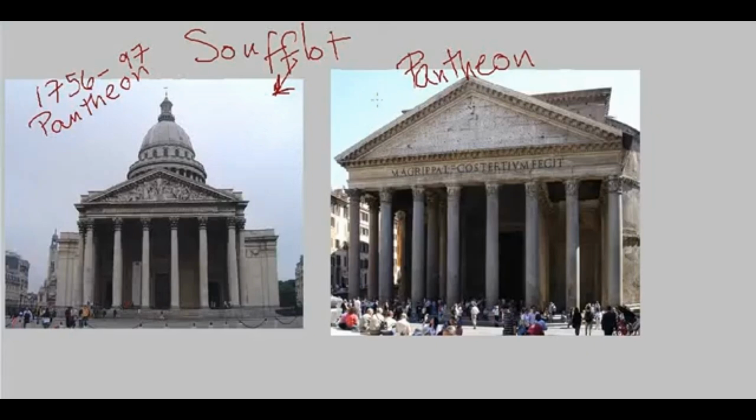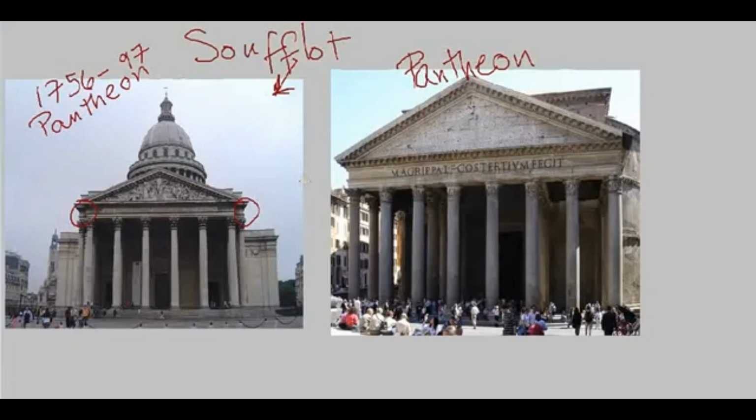Other little interesting details. If you count the columns across the front of the original Pantheon, there are 8. Whereas in Soufflot's, there's 8, but there's kind of 6. This is really the border of the porch. 1, 2, 3, 4, 5, 6. But then on the outskirts of the main porch, there's these other sort of peripheral columns, right? So there's 8, but there's kind of 6. And that adds a little bit of depth and visual interest to the front here.